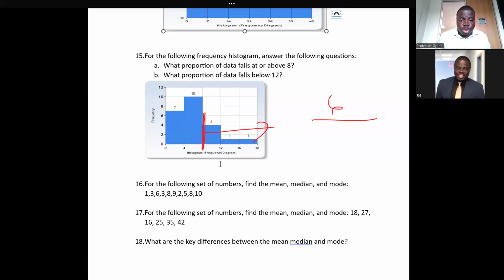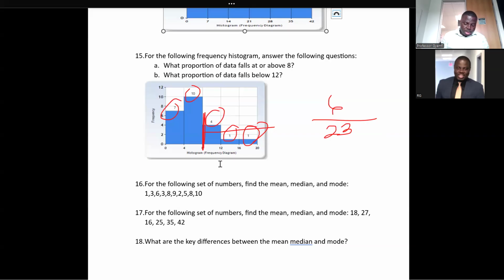It is a proportion, so I'm looking at a fraction. The bottom is going to be the total frequency. So I have 7 plus 10 plus 4. 7 plus 10 is 17, plus 4 is 21. And then I have plus 1, which is 22, and then 23. So the total is 23. I've got 6 over 23.